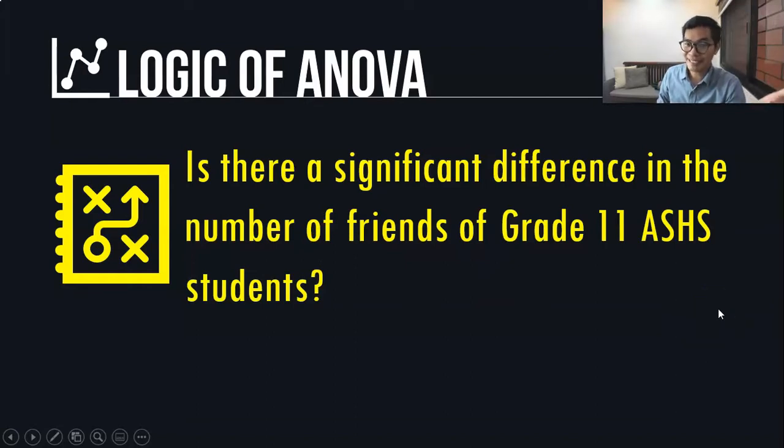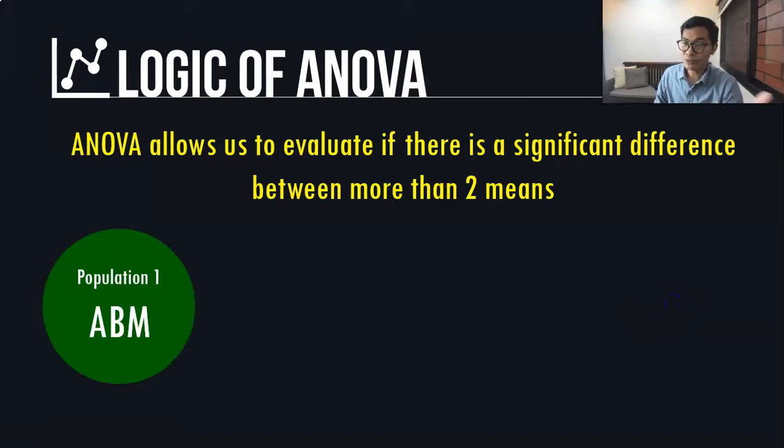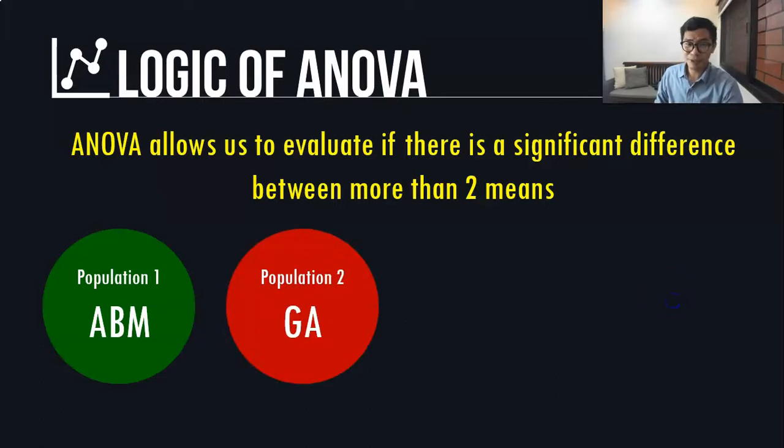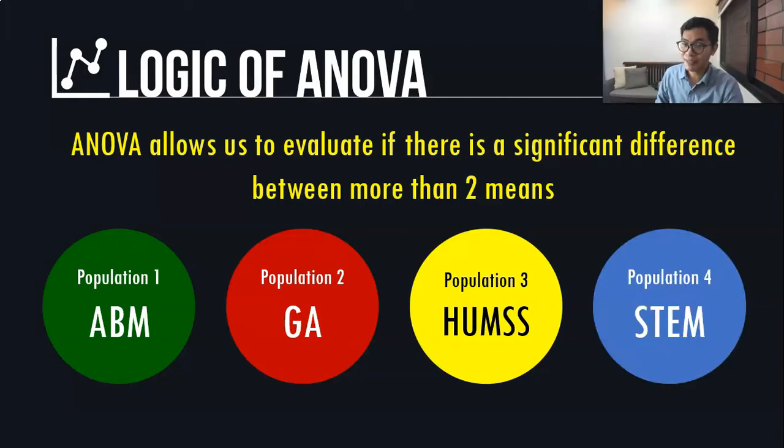Just to establish the conceptual understanding: is there a significant difference in the number of friends of grade 11 ASHS students? Let's explore this research problem by not integrating data yet, but just to reinforce your conceptual understanding of analysis of variance, so that you have a good grasp of visualizing ANOVA. So again, this is our problem, in terms of the number of friends of grade 11 senior high school students. ANOVA allows us to evaluate if there is a significant difference between more than 2 means. So what is the population? Again, you have the ABM strand, GA strand, HUMSS strand, and the STEM strand.